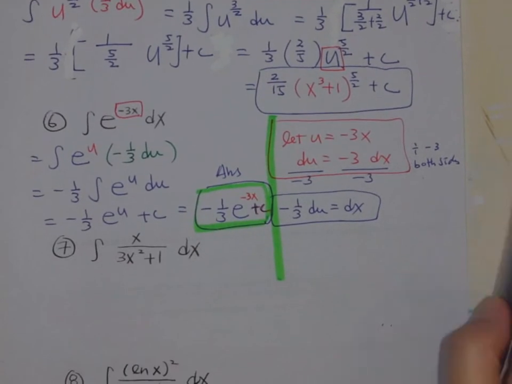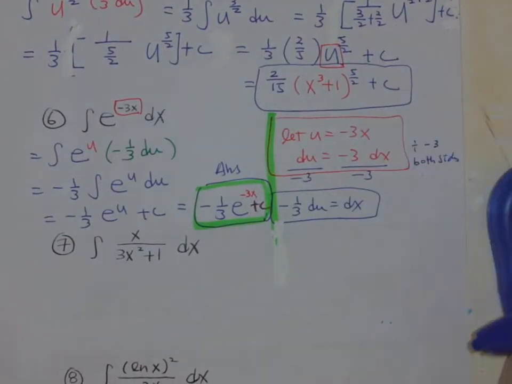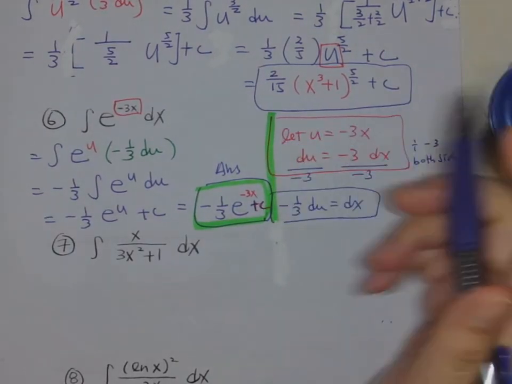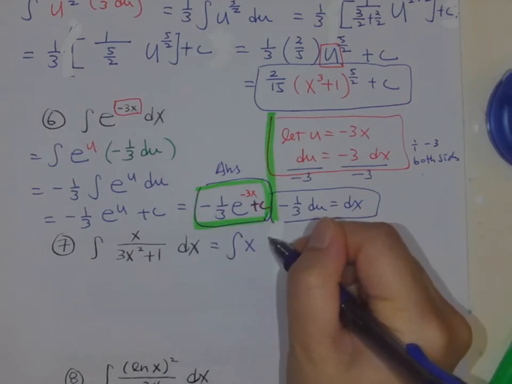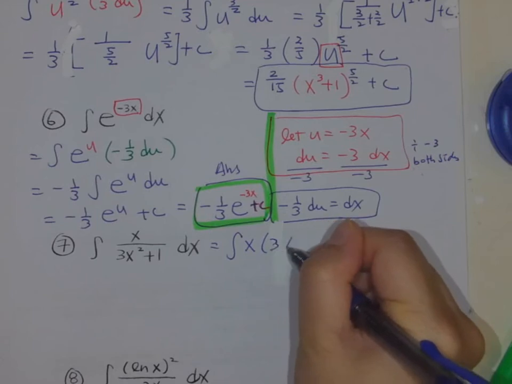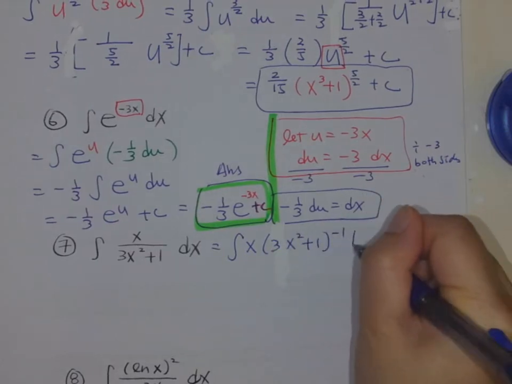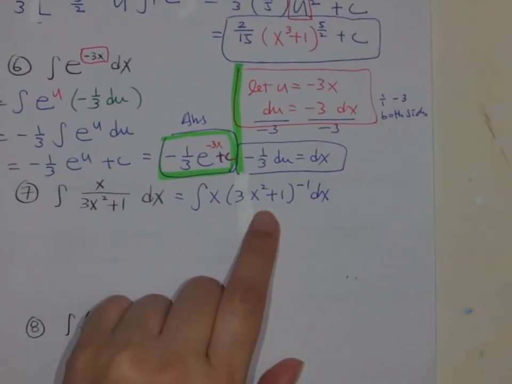Alright, how about the next one? So the next one, I have to be careful and rewrite this in this way. So if I have a denominator, this means x times 3x squared plus 1 raised to what power? Negative 1 power dx. And then because of the negative 1 power, that makes this a chain rule.